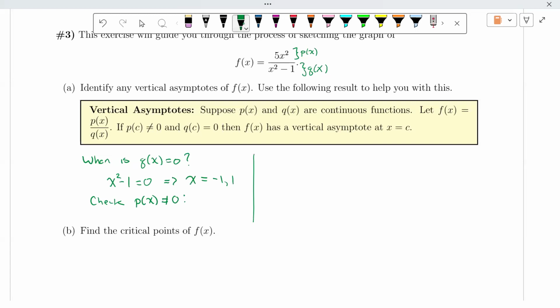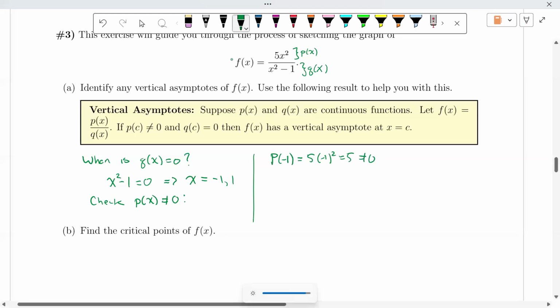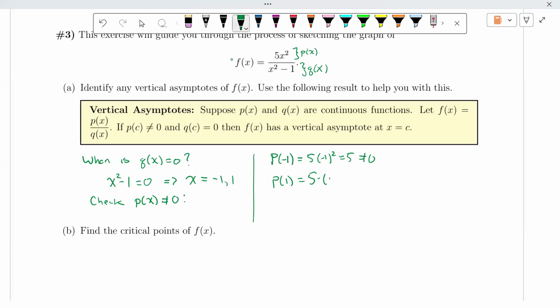And so if I plug negative 1 into this numerator expression here, I'll get 5 times negative 1 squared, which is 5. And I have it on good authority that 5 is not equal to 0. Similarly, I can plug 1 into p. 5 times 1 squared, I get 5. And 5 is not 0. So thus, since we've checked that the denominator is 0 at both of those points, and the numerator is not, we have vertical asymptotes at negative 1 and 1.